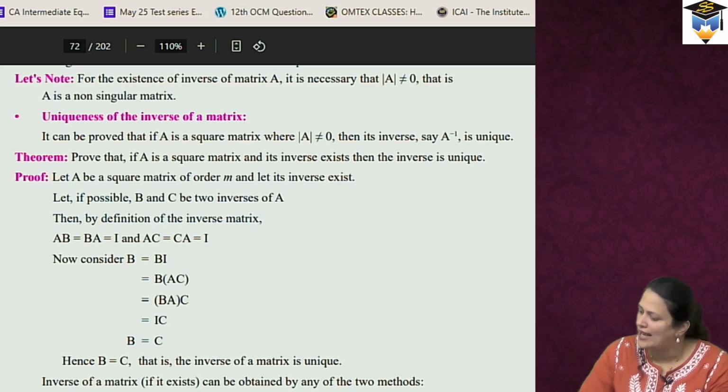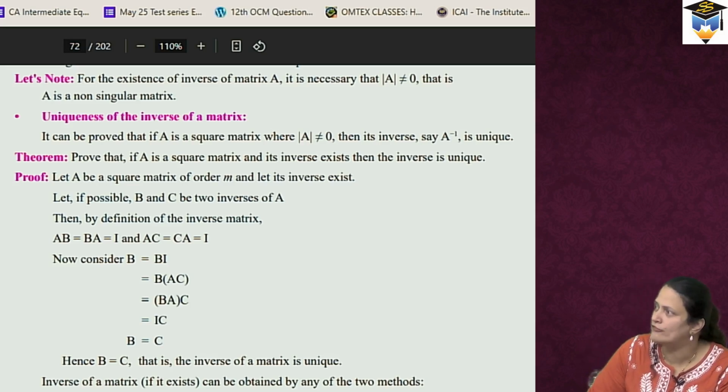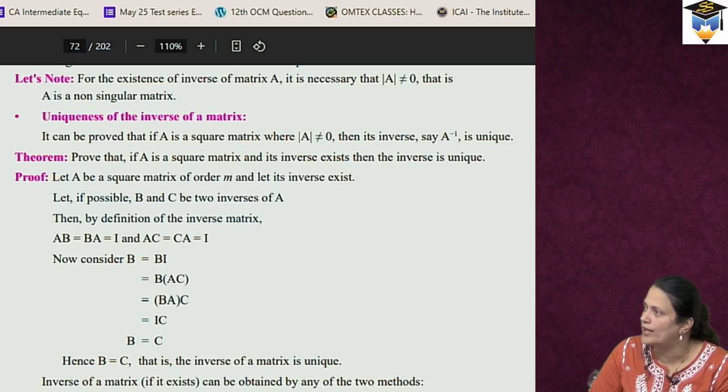So Nidhi, have you understood this concept of inverse of a matrix very well? Okay, let us move to the next part. If you have not understood, please feel free to talk to me. Okay, chat box is disabled, is it? Wait. No.